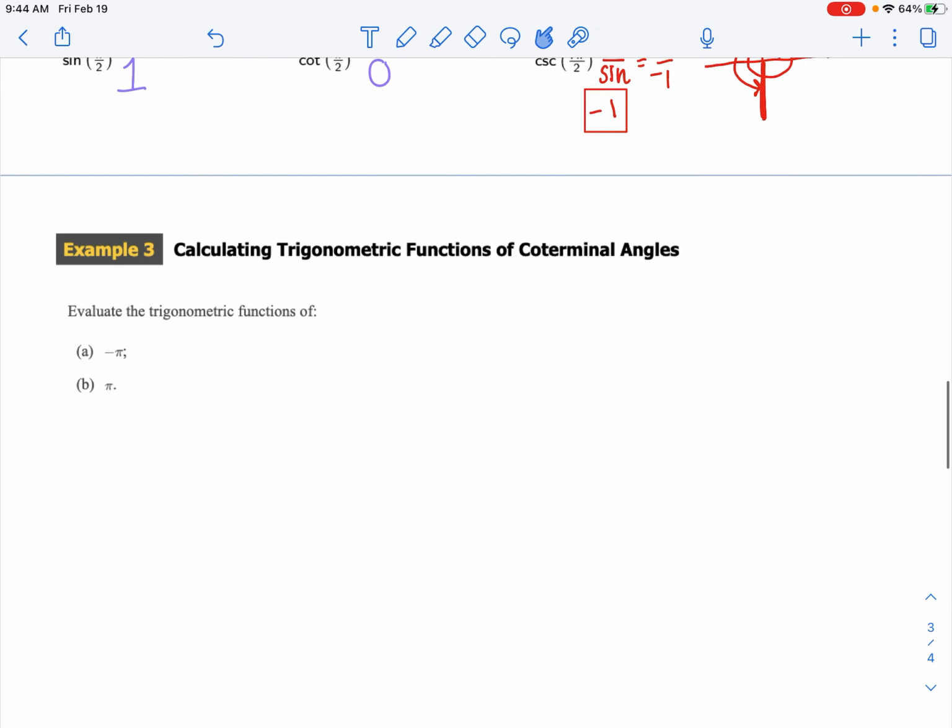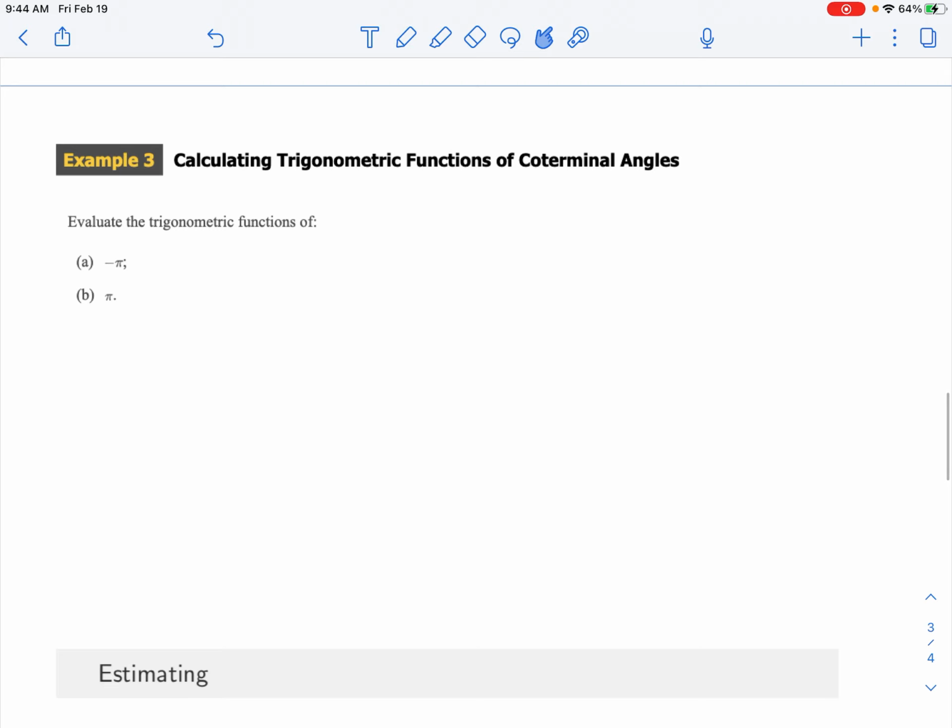Let's calculate some trig functions. Evaluate the trigonometric functions of negative pi. So first thing is we have to graph it. Because it's negative, you're starting at the x-axis and ending at this terminal side right here. This is negative pi.